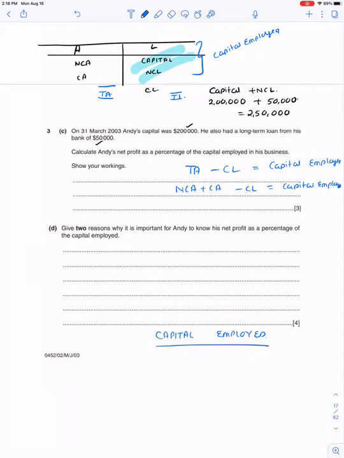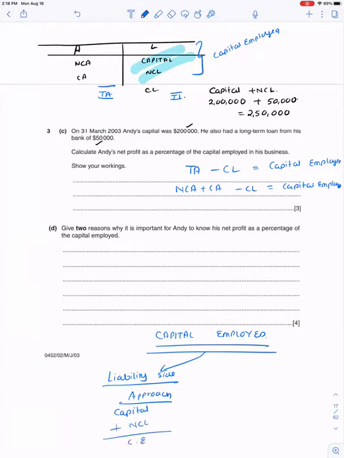First way to find out capital employed is the liability side approach. Liability side approach is that you have the capital and you have the non-current liability. So in your capital, you will add the non-current liability, you will get your capital employed. The next approach would be your asset side approach.